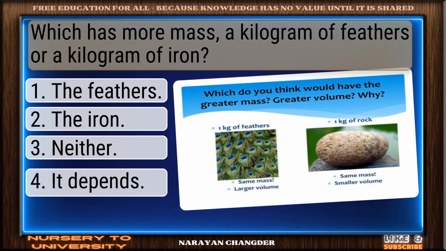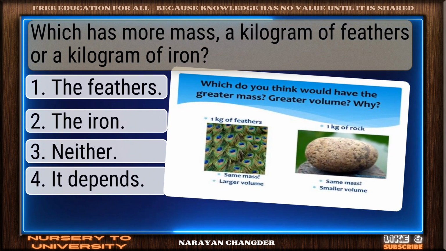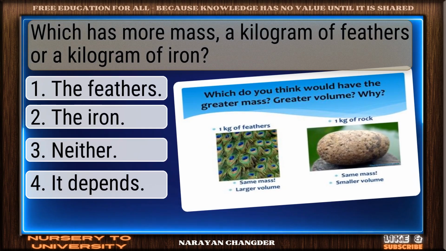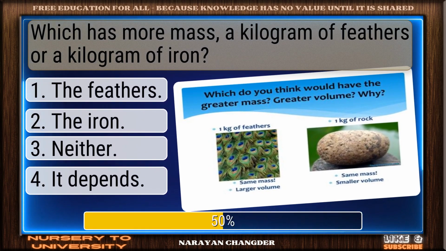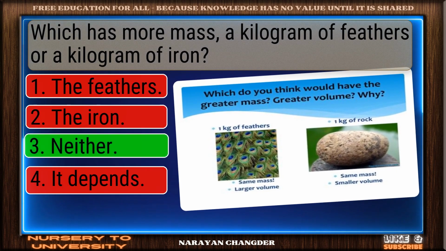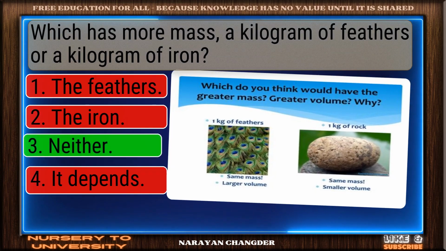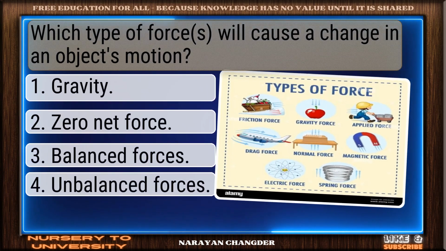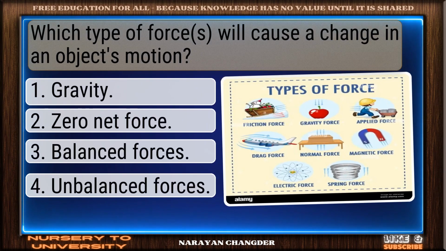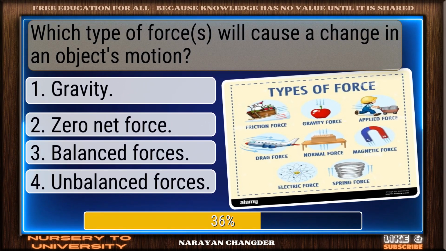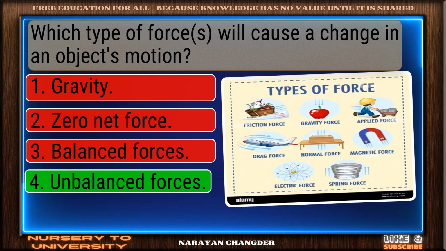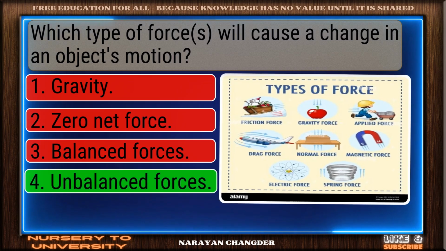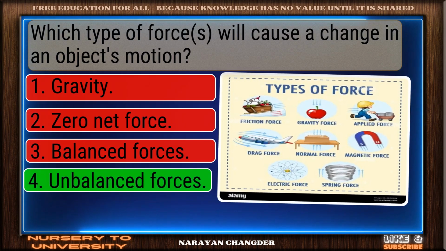Question number 142. Which has more mass? A kilogram of feathers or a kilogram of iron? Solid response. Neither is a valid choice. Question number 143. Which type of force will cause a change in an object's motion? Good job. Your answer, unbalanced forces, works well here.